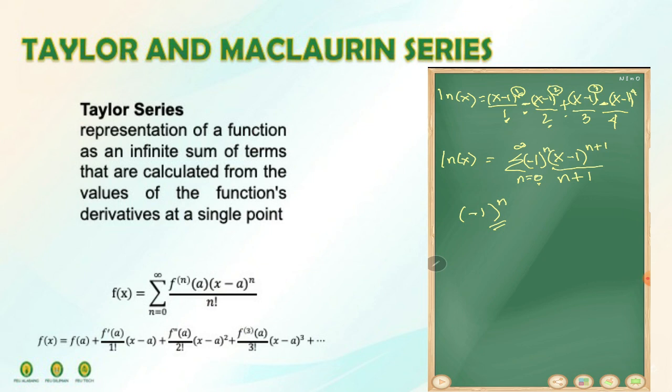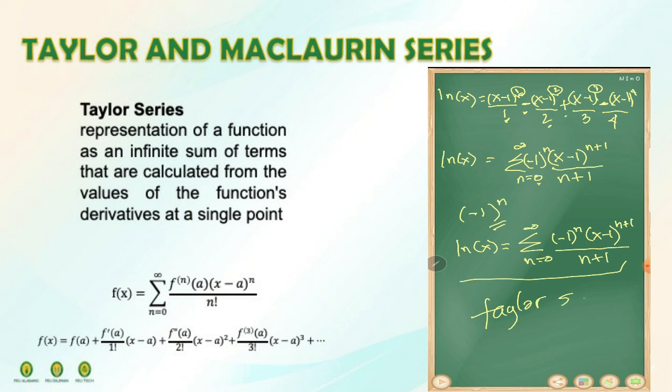So finally, I will simply rewrite the function: ln of x is equal to the summation of negative 1 raised to the n power multiplied by (x minus 1) raised to n plus 1, all over n plus 1, from n is equal to 0 all the way to infinity. So that is the expression for ln of x using the Taylor series expansion.